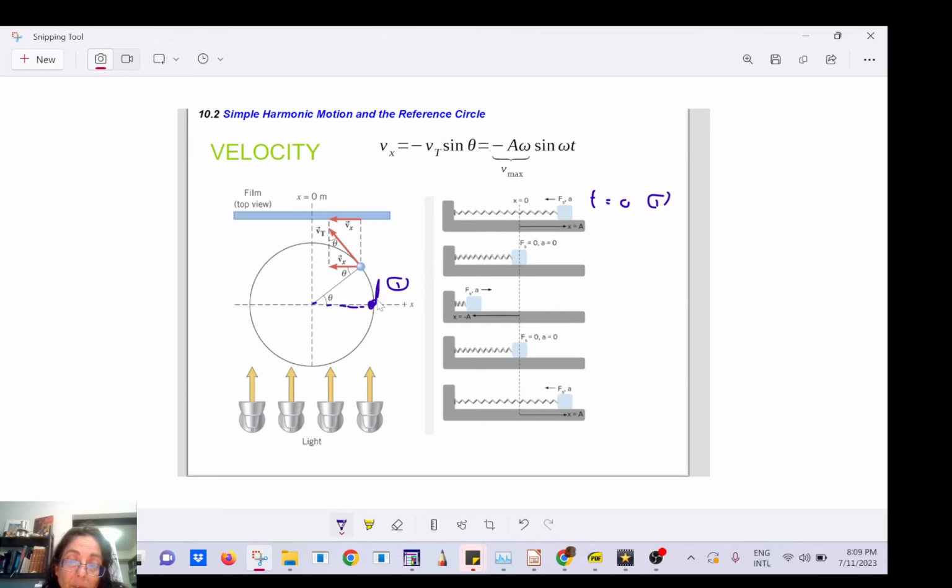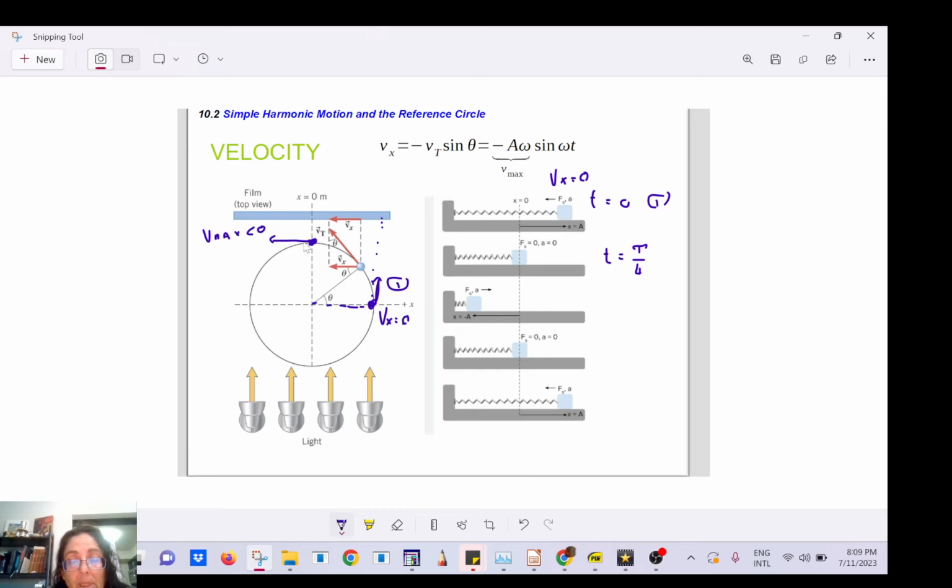You see that the velocity here is tangent to the trajectory, and the x component here is 0. So the x component of the velocity equals 0. That's at t equals 0. Then t equals 1/4 of the period. When it's going through the equilibrium position, the velocity is going to be maximum, and it's going to be negative.